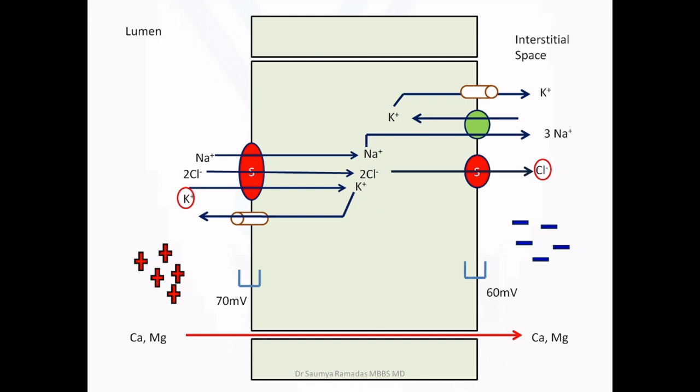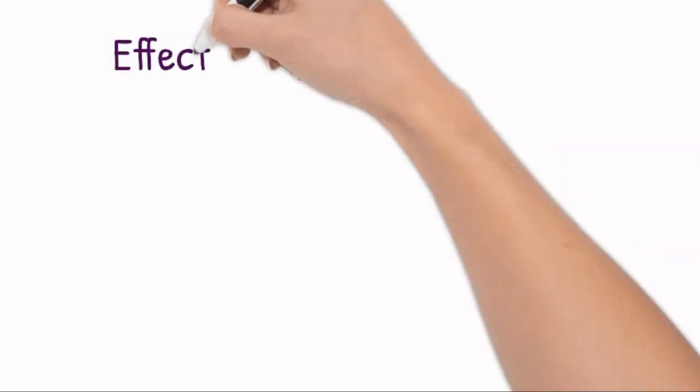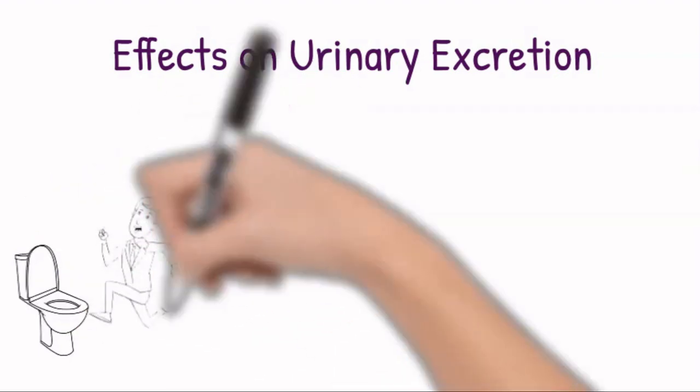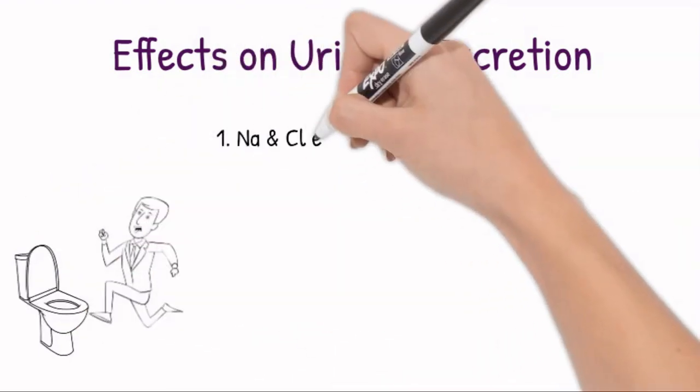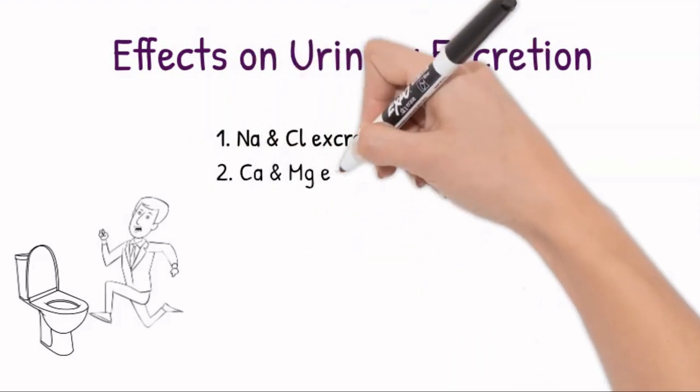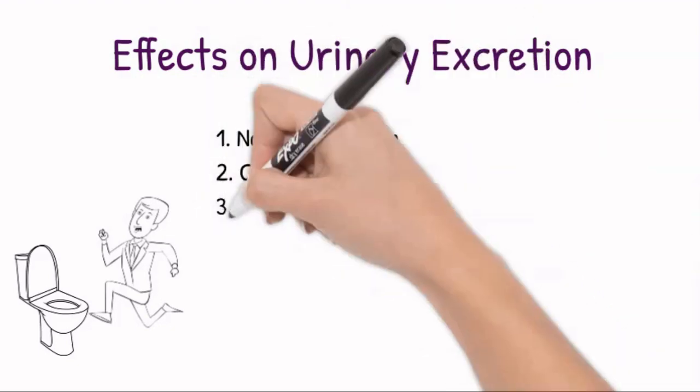The loop diuretics enter into the lumen via the organic anion transporter. It binds to the chloride binding domain and inhibits the sodium-potassium 2-chloride symporter, thus inhibiting absorption of sodium and chloride. Sodium and chloride are lost in the urine because of inhibition of the sodium-potassium 2-chloride symporter. Calcium and magnesium absorption is also affected.